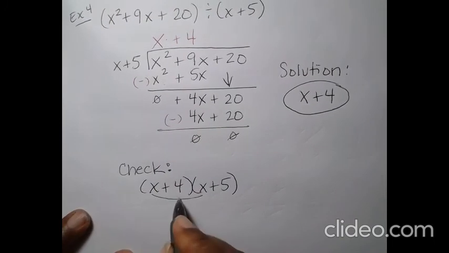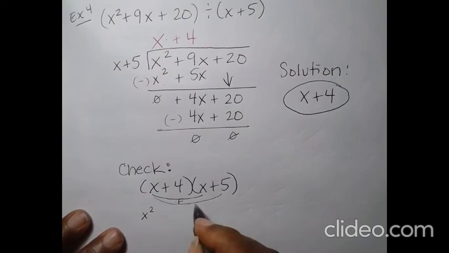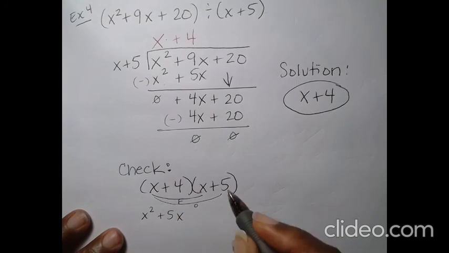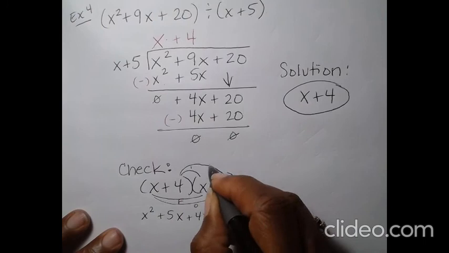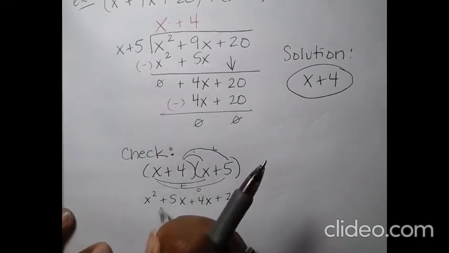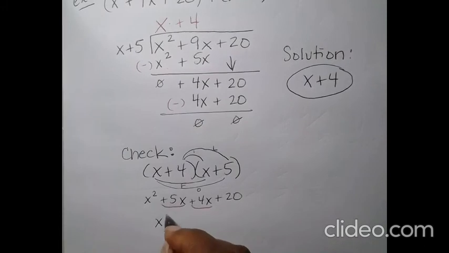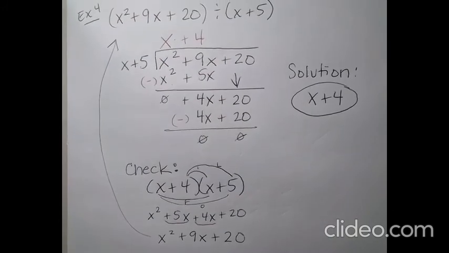We've got the first, x times x is x squared. We've got outer, x times 5 is 5x. We've got the inner, plus 4 times x, and the last, 4 times 5 is 20. When we combine our like terms, the 5x and the 4x, then we have x squared plus 9x plus 20. This is the same thing as our original dividend. So that was a good solution. The x plus 4 is a good solution. We checked it and it worked out really good.